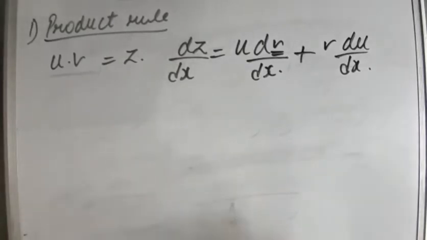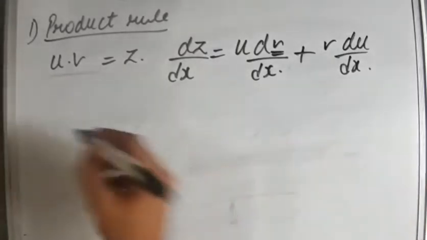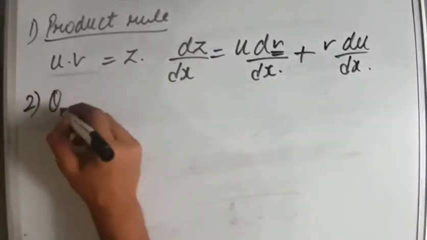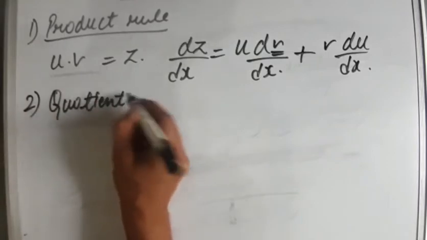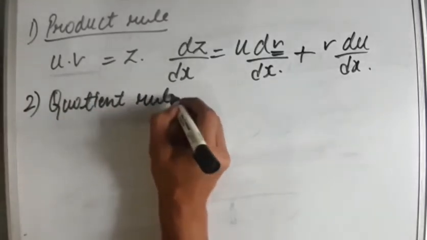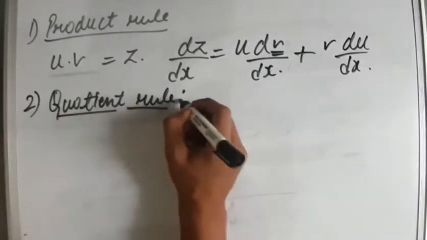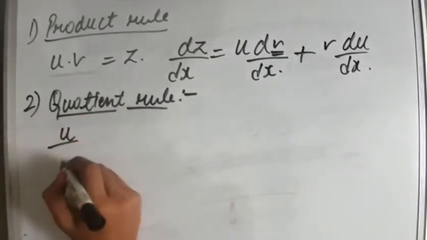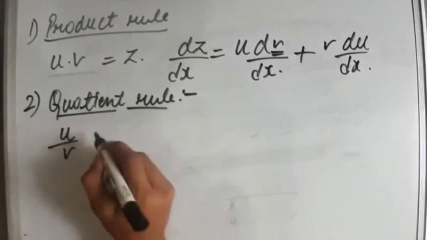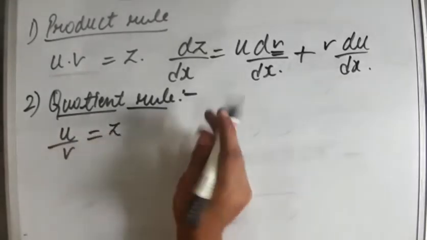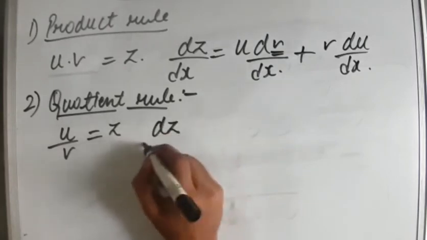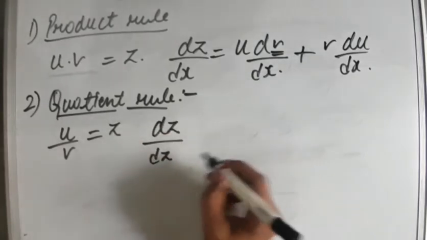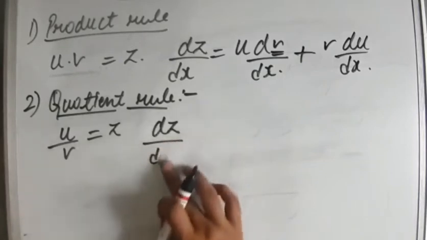Now let's come to the quotient rule. So what does quotient rule say? U and v are in division and this is equal to z. If we need to differentiate this, first of all we need to differentiate with respect to x.